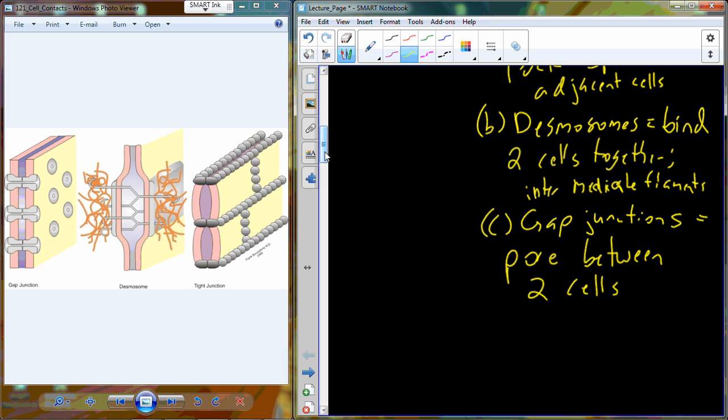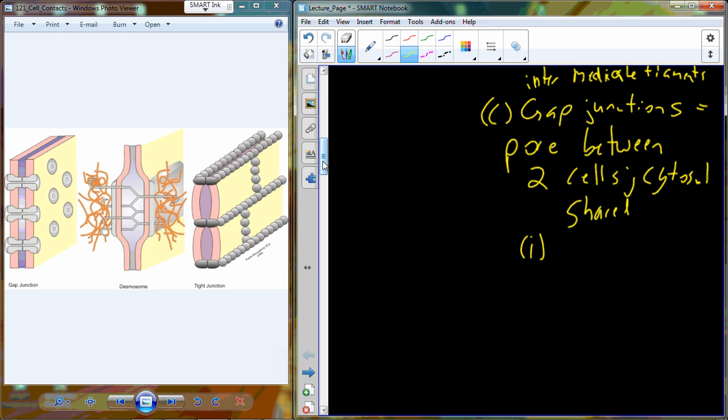So the gap junction is going to be this pore between two cells that allows the cytosol to be shared. And the advantage of this is because the cytosol is shared, the water and the small particles between the two cells readily and quickly mix. And so any electrolyte changes that happen in one cell are going to be immediately translated into the other cell.